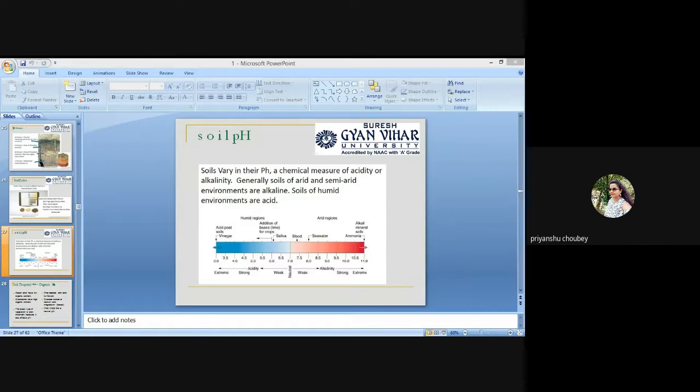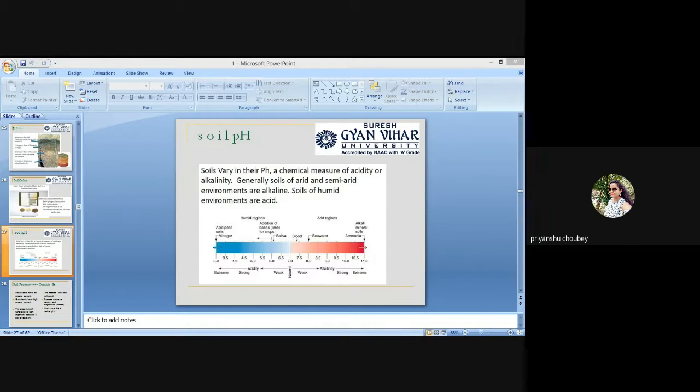Now, the most important topic here, buffering, and it's important. Soil tends to resist a change in the pH of the soil solution when either acid or base is added.